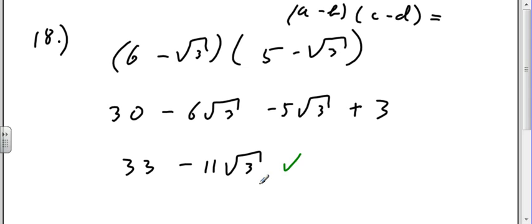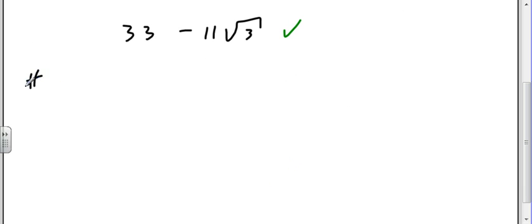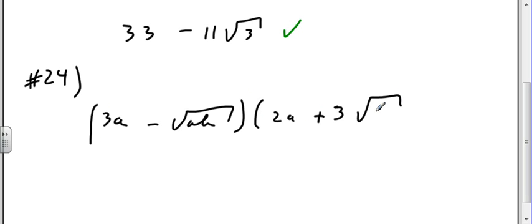All right, we'll skip down to number 24 and do it again with not numbers. 24: 3a minus square root of ab. Now this guy I can't put in my calculator because I didn't pay enough for it. But Raimundo did give me one of those new TI-inspired calculators, and I haven't figured out how to use it yet. But someday I'll think about it.